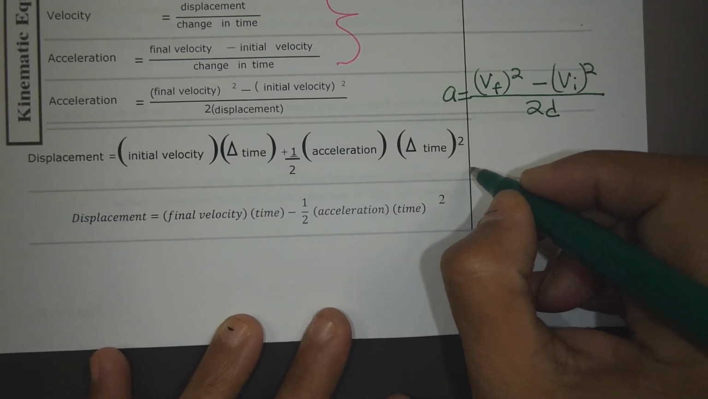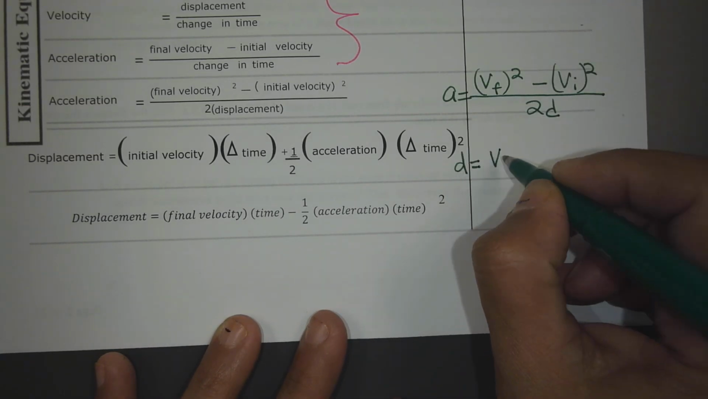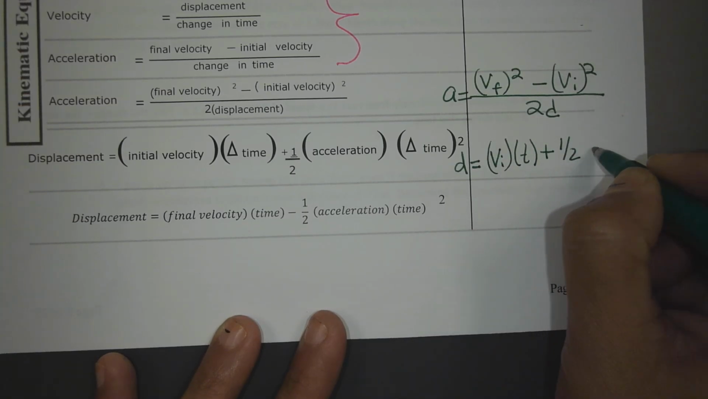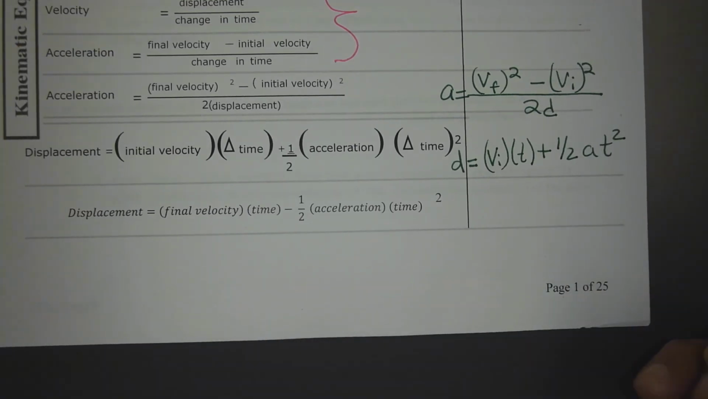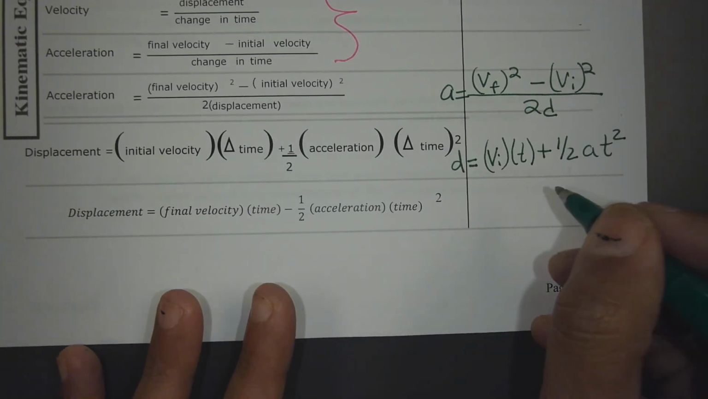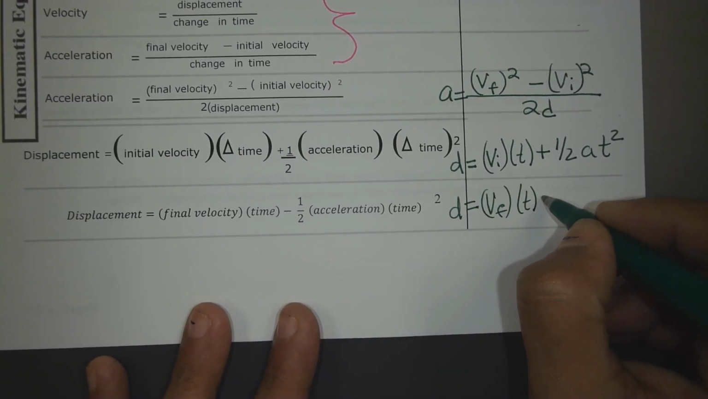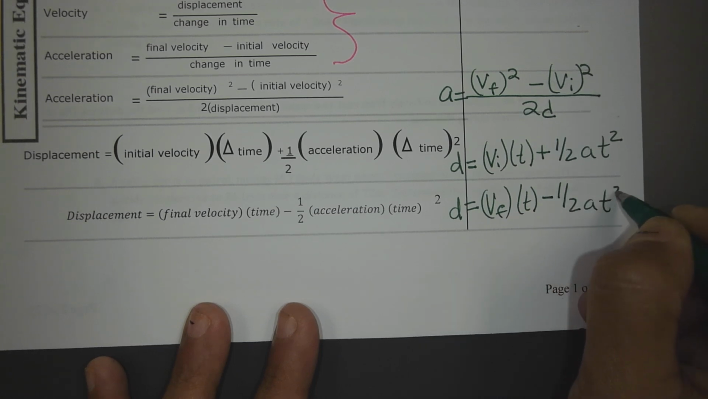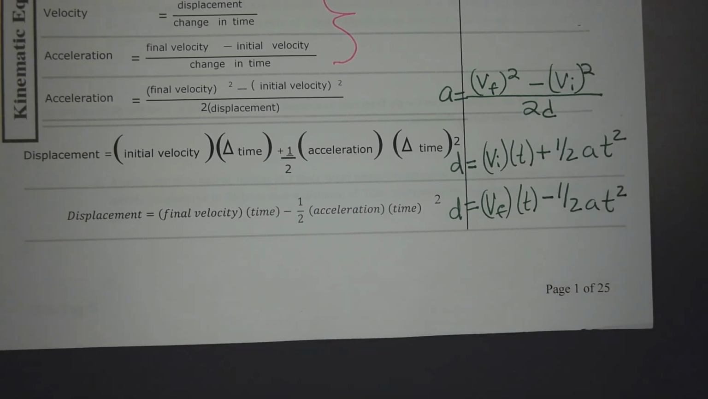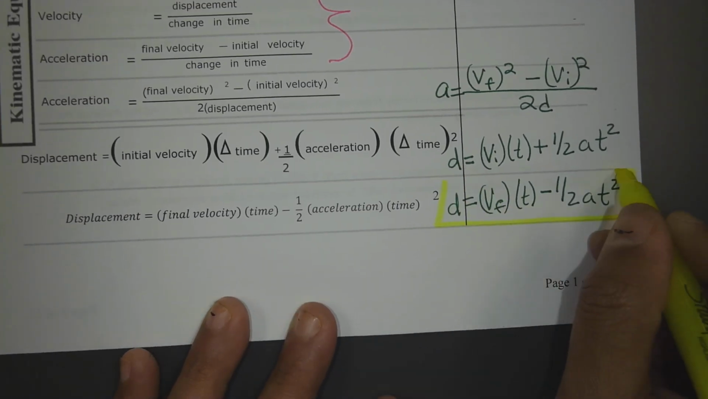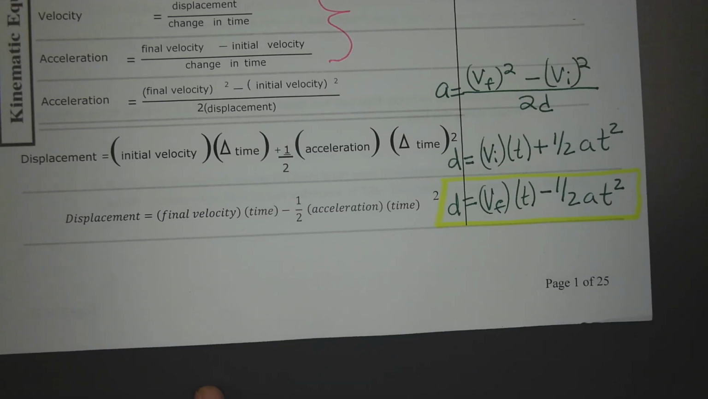Here's another new one. Displacement equals initial velocity times time plus 1/2 at squared. And then another displacement equals final velocity times time minus 1/2 at squared. The only thing that I want to clarify is that even though we have formula charts, there are a few equations that are missing. This one is a missing one.